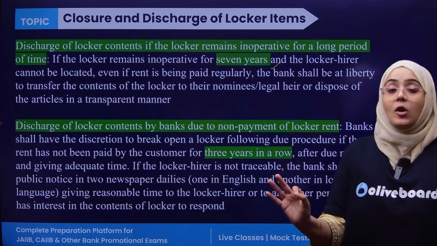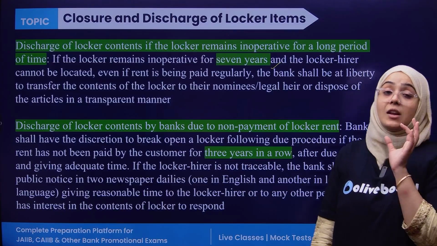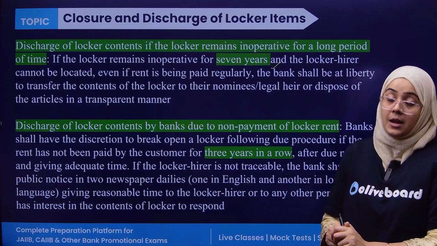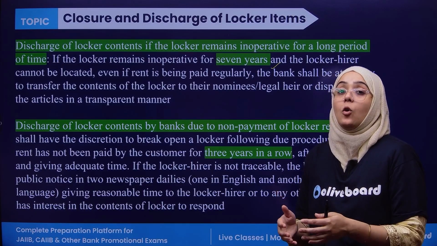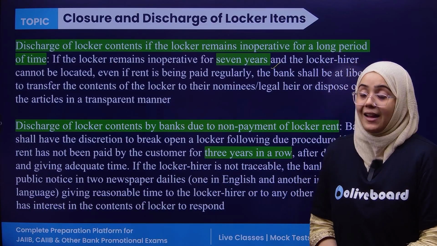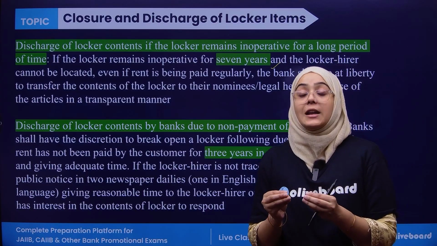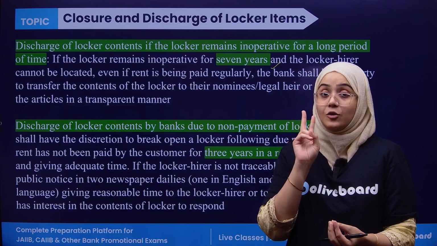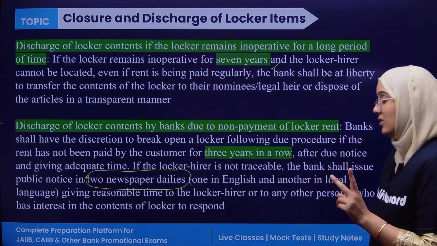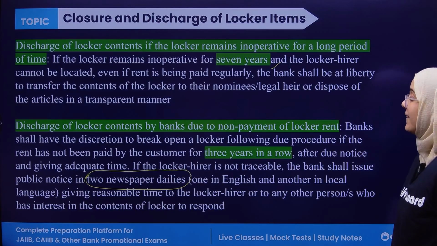So, if the rent is not paid by the customer for 3 years in a row, and after giving proper time and even notice to that customer, he or she is still not clearing up the rent of the locker. Now, in this case, the bank can issue a public notice in at least two newspapers. First of all, they have to issue the notice in at least two newspapers, and this gives a reasonable time to the locker hirer to be present at the bank.